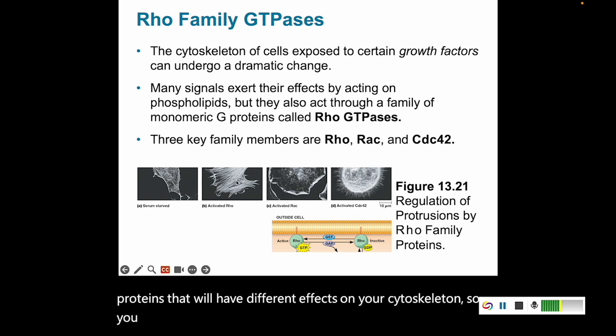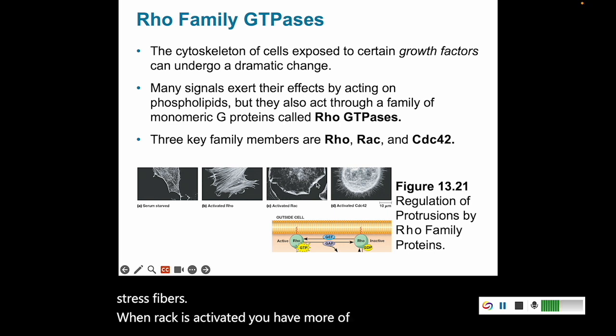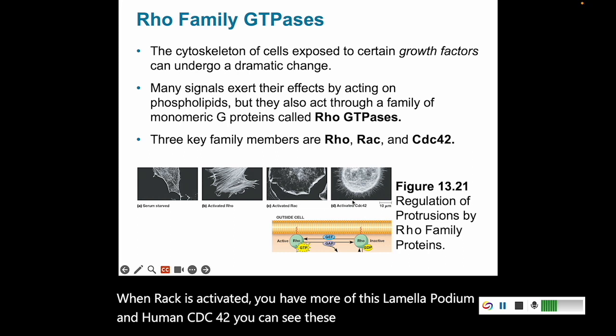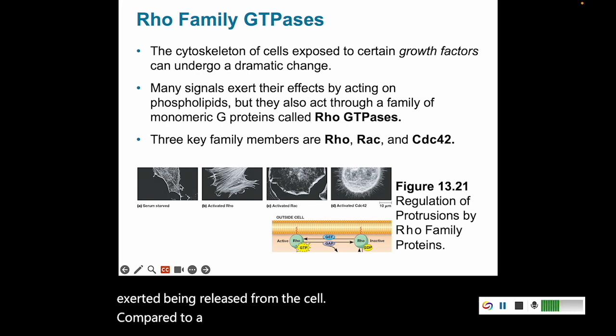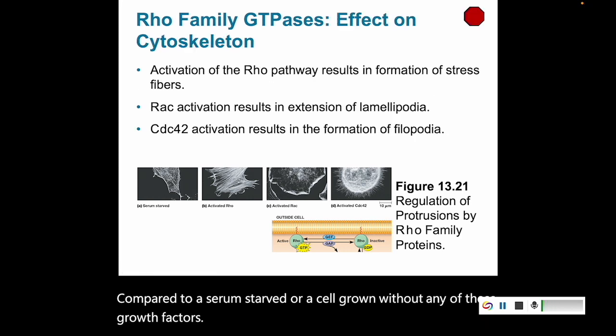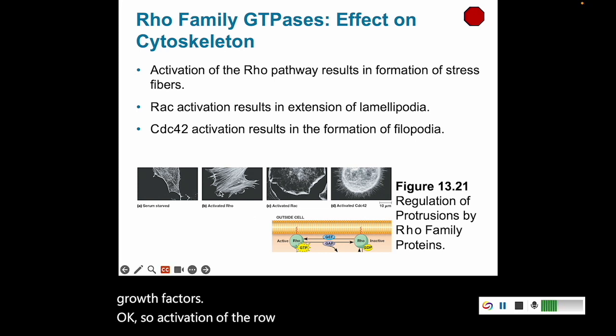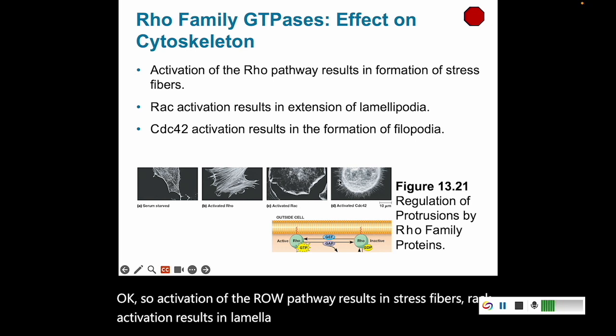So here you can see in the presence of Rho, you have more of these stress fibers. When Rac is activated, you have more of this lamellipodia. And here with Cdc42, you can see these filopodia, these little fingers being released from the cell, compared to a serum starved cell or a cell grown without any of these growth factors. Okay, so activation of the Rho pathway results in stress fibers, Rac activation results in lamellipodia, and Cdc42 in filopodia.